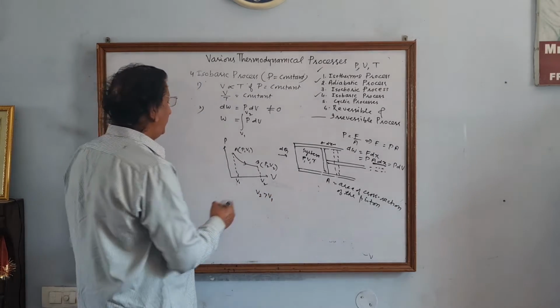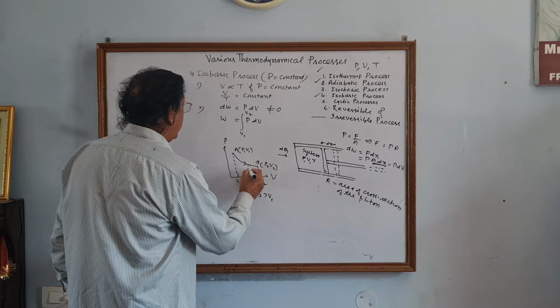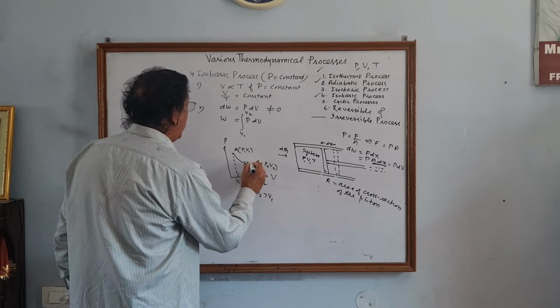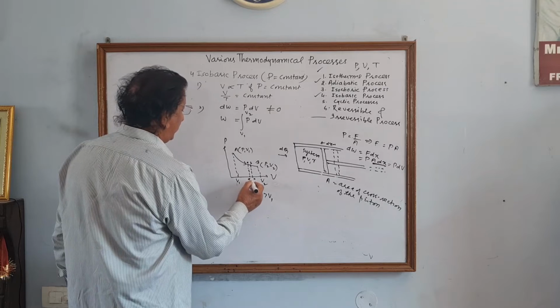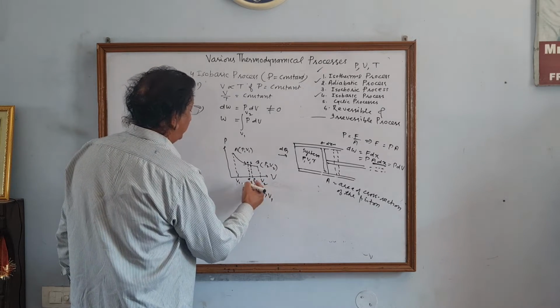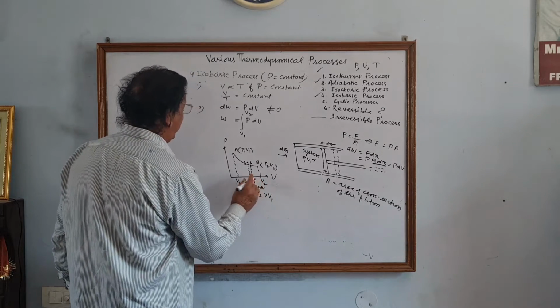If you take a small portion of this graph, small portion A, B, C, D. Corresponding to D, the volume is V. Corresponding to C, the volume is V plus dV. This is dV.